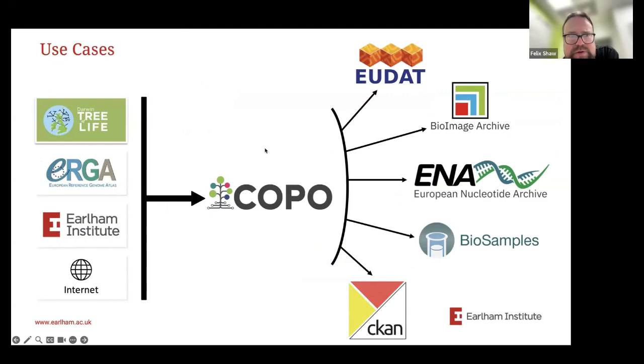So some of the use cases we have, like I said, we have the Darwin Tree of Life and the European Reference Genome Atlas. Between these two, in the last kind of 4 years or so, we've brokered sample metadata and some data for around 60,000 different samples, all collected from the wild. We also handle all of the research data management for my institute, the Elam Institute, and we also service just the research community in general.